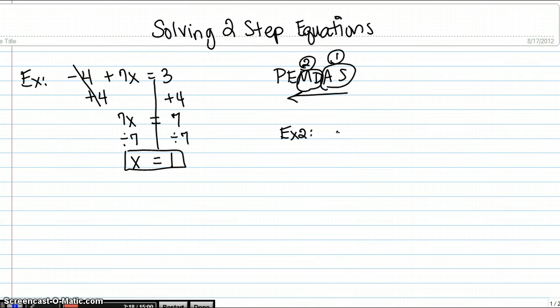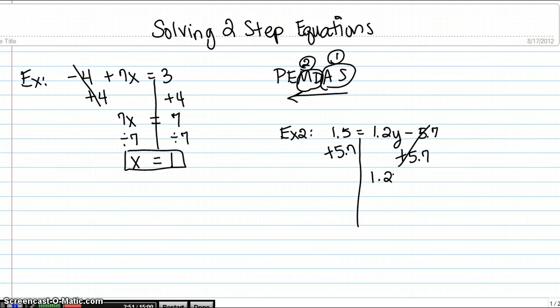Second example. Let's look at 1.5 equals 1.2y minus 5.7. If I work in the opposite order of operations, I first need to undo any addition or subtraction. This says subtracting 5.7, so I'm going to add 5.7 on both sides of my equation. When I do that, 5.7 and -5.7 make 0, leaving me with 1.2y.